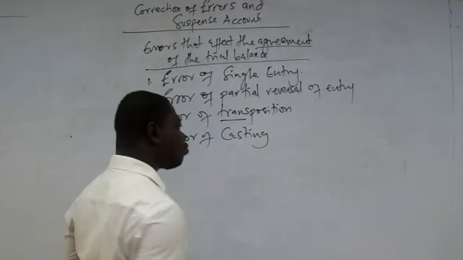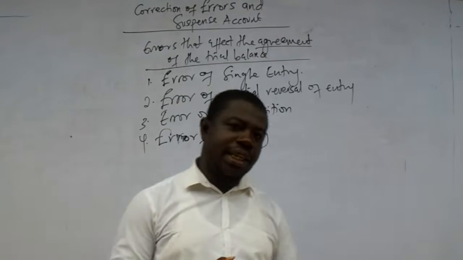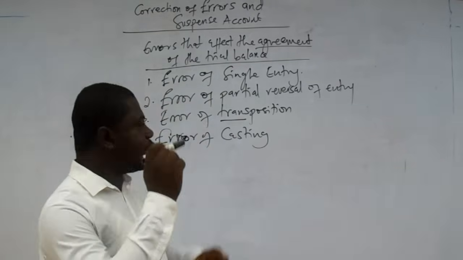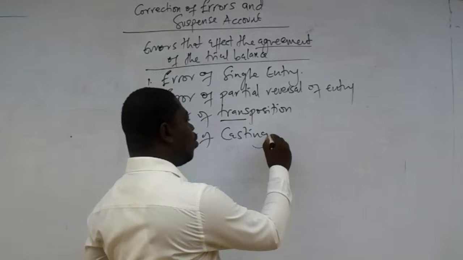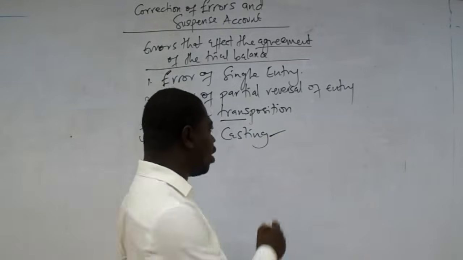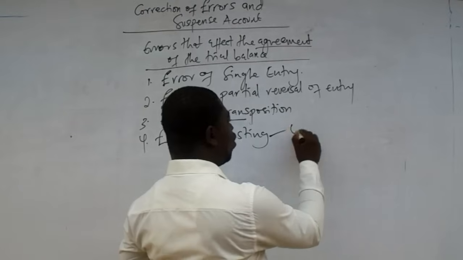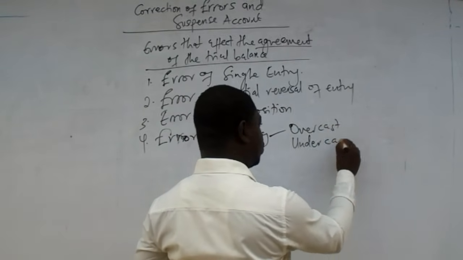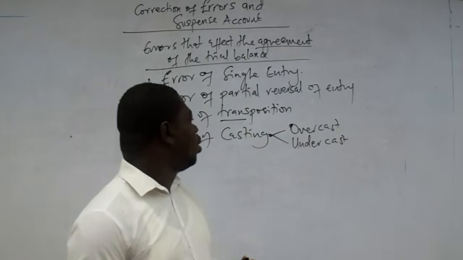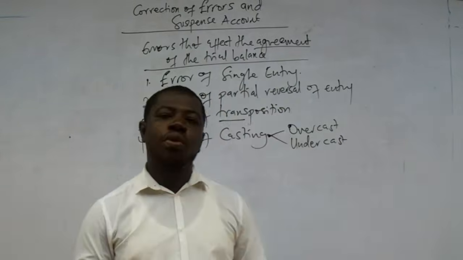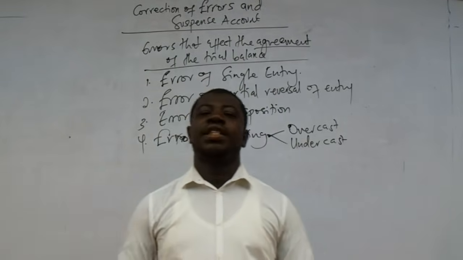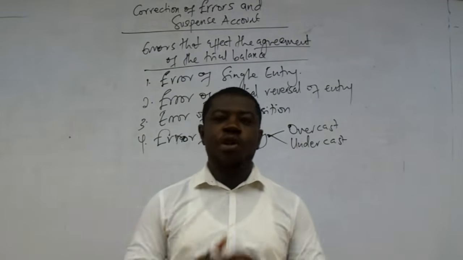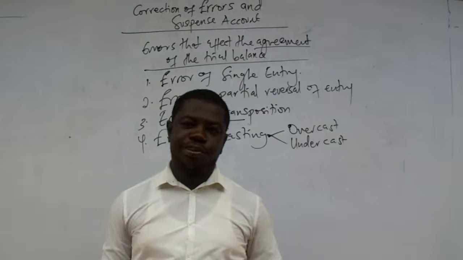Error of casting. Now when I say error of casting, there are two main ways that the casting may go. So it's either you are casting it up or down. So under the casting we have overcast and undercast. These are the two errors of casting. So when I say error of casting, it is when the figure is either overstated or understated when recording on one side or one aspect of the entry.